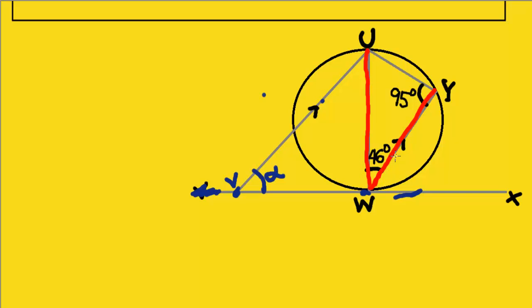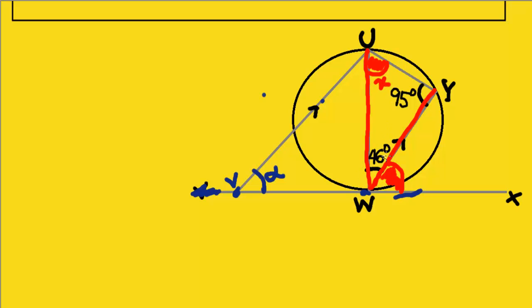Now, the angle YW makes with the tangent is this angle. I'm not considering this one because I crossed the other chord. I consider the angle I can draw without crossing the chord. That's a way to remember it. So this angle here is equal to this angle here. So I'm going to call this angle X.